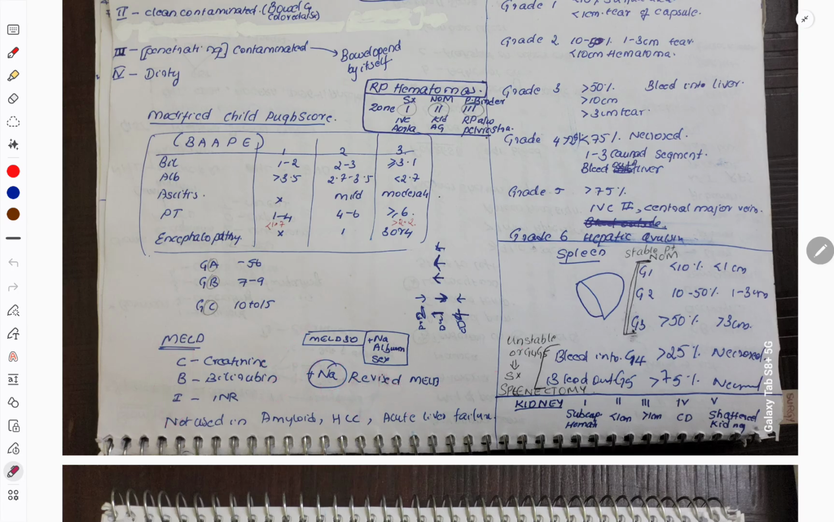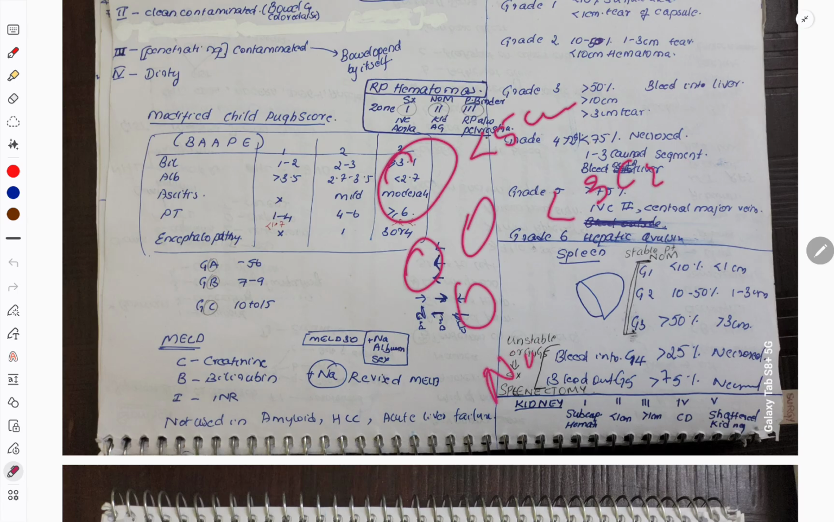MELD score is not used in amyloid, hepatocellular carcinoma and liver cancers. Now there is another criteria which is applied for liver transplant, known as the Milan criteria. That is a single lesion less than 5 cm, or 3 lesions each of which is less than 3 cm, and no other spread. If these are satisfied, then we can go with transplant. That is known as the Milan criteria.